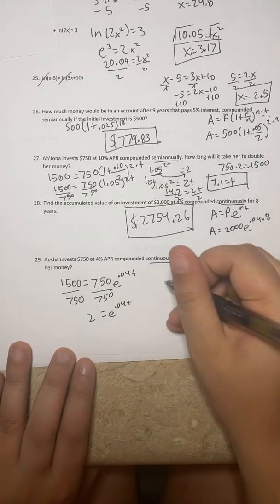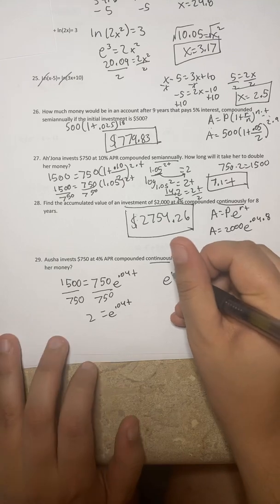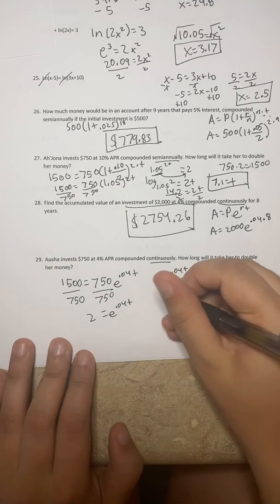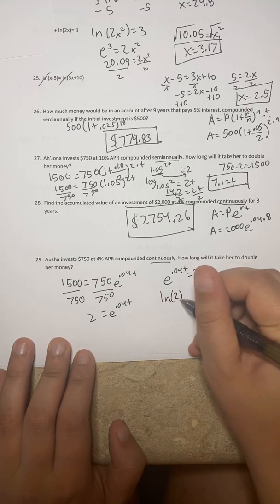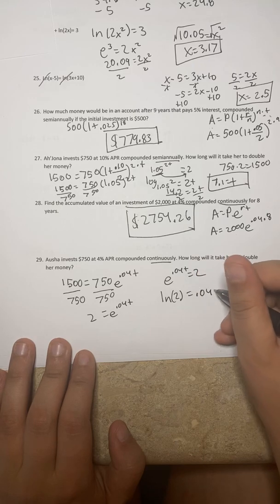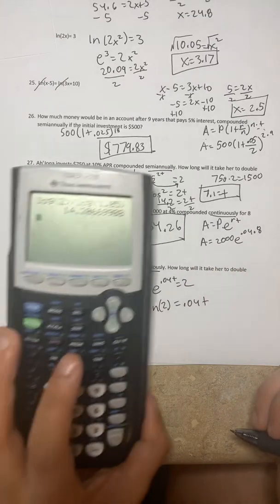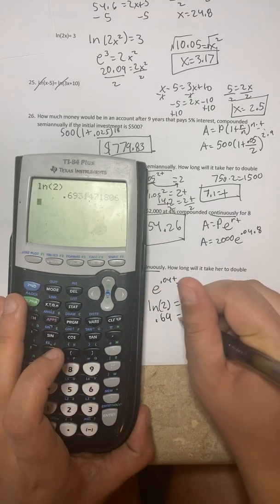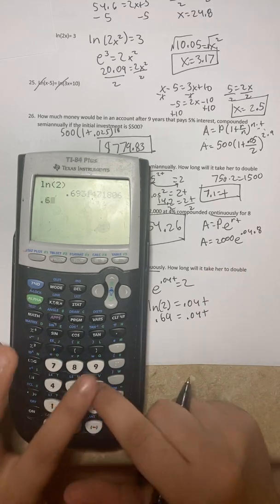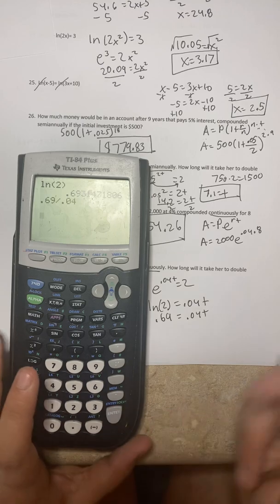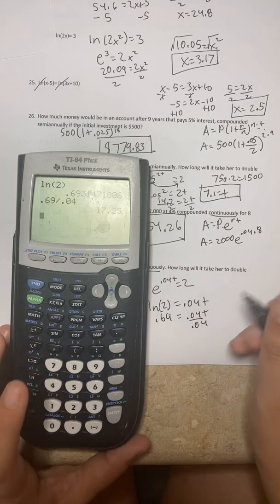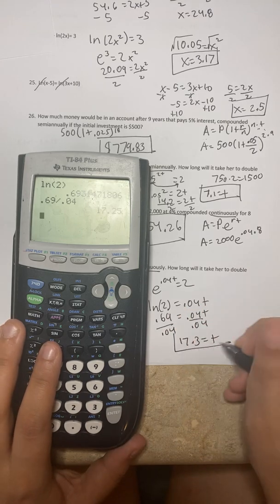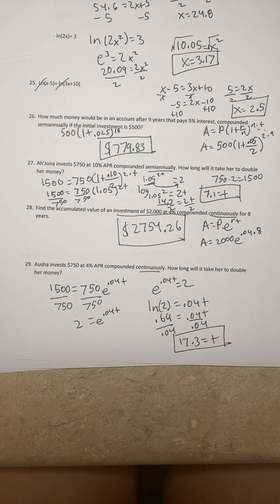Now another way to rewrite this is just switching the sides, so it's something you're used to seeing. e to the 0.04t equals 2. So now we need to convert that to natural log form. So that becomes natural log of 2 is equal to 0.04t. And so again, we'll plug in natural log of 2 in the calculator. So that's 0.69 equals 0.04t. And we'll divide by 0.04 on both sides. And that'll give me 17.3 equals t. So it's going to take a little over 17 years for Aja to double her money.